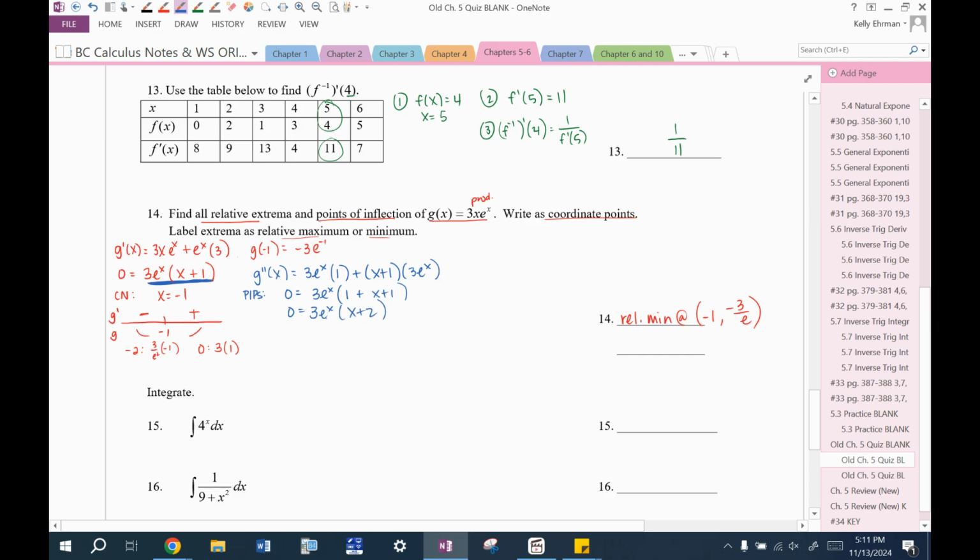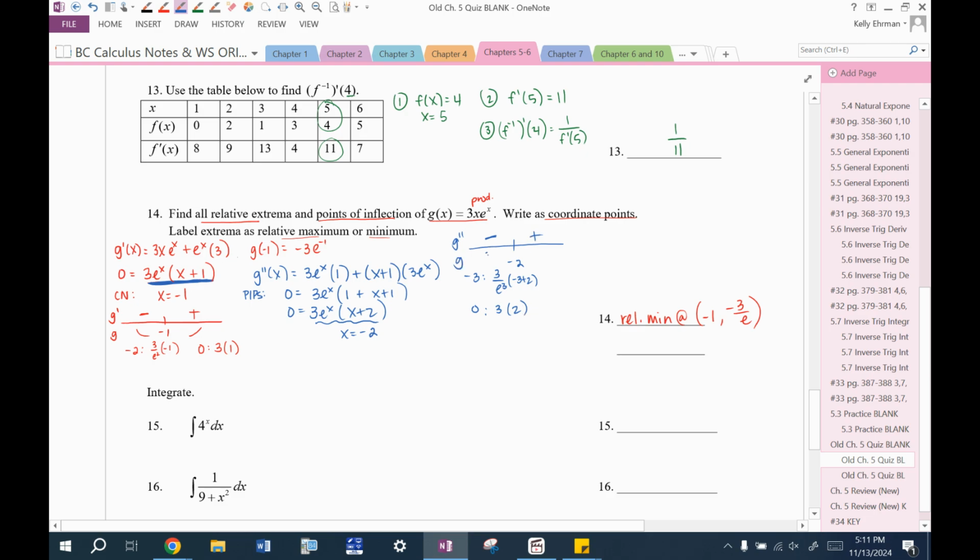And again, e to the x is never equal to 0. X is equal to negative 2. So I'm going to bring my number line up here for this. If we plug in something like negative 3, I'm going into my factored version. I would get 3 over e to the third. And then negative 3 plus 2 is negative 1, so that's negative. And then if I plug in something to the right of negative 2, like 0, I would get 3 e to the 0, so 3 times 1, times 0 plus 2, so that's positive.